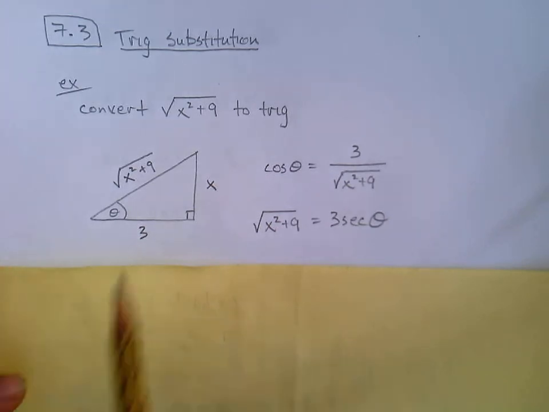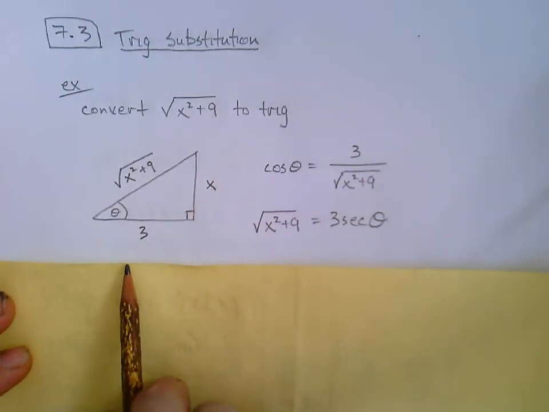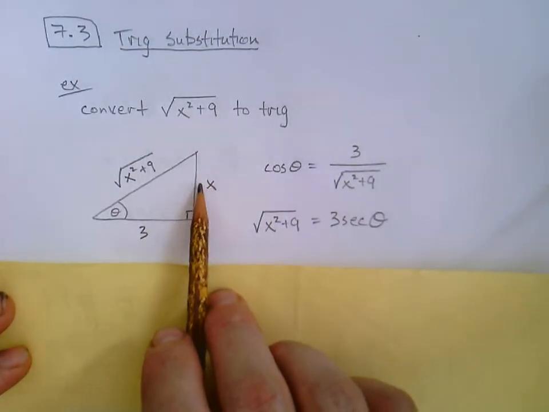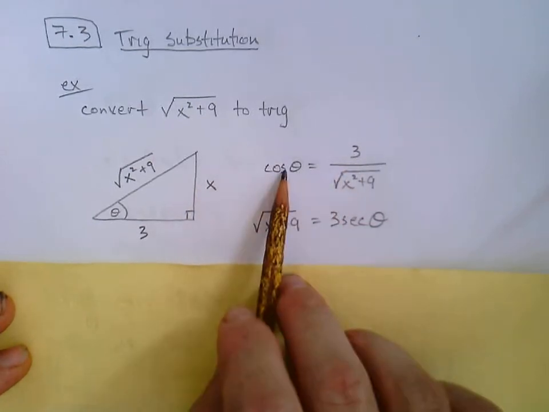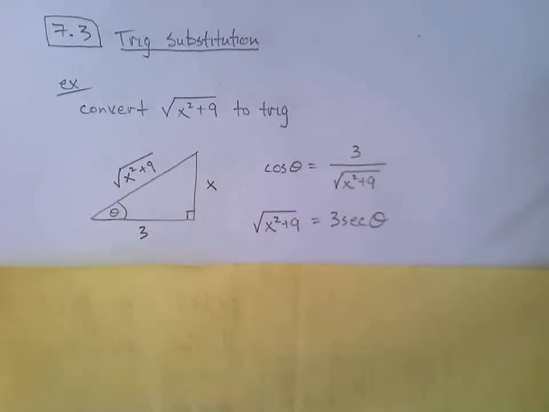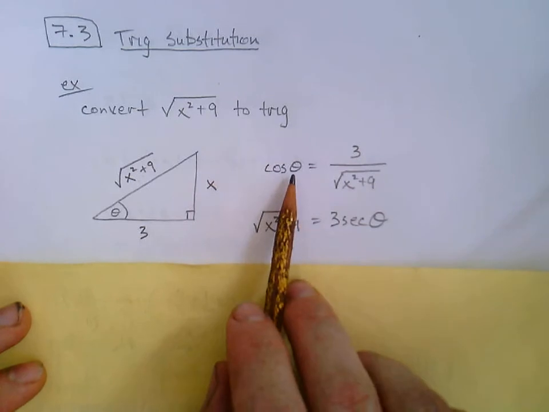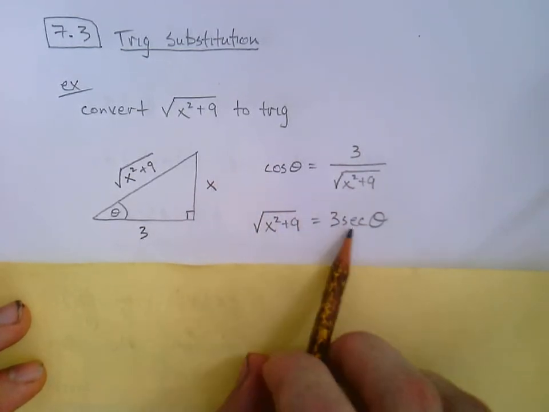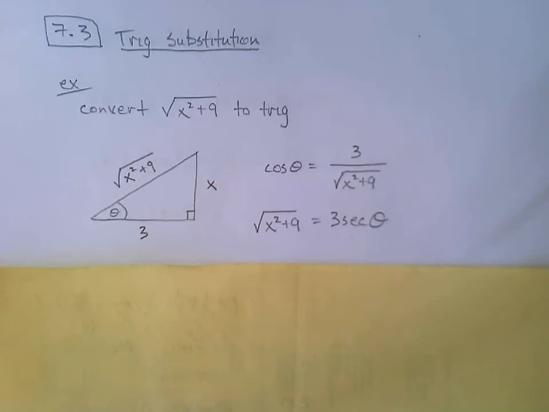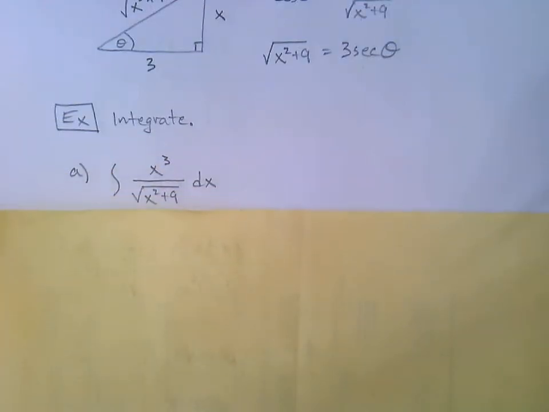Now you might think, what would happen if we were to have reversed the x and the 3? No problem. Then you would just take sine, because the 3 would be here. It would be sine theta equals 3 over this, and so you'd get 3 cosecant theta. Maybe that tips you off to why I prefer to use the x here and the 3 here, because when it comes to an integral, I would rather work with secant theta than with cosecant theta. That just seems more natural. I think most people agree with that. Okay, this is great. Let's see what we've got in our first integral here.